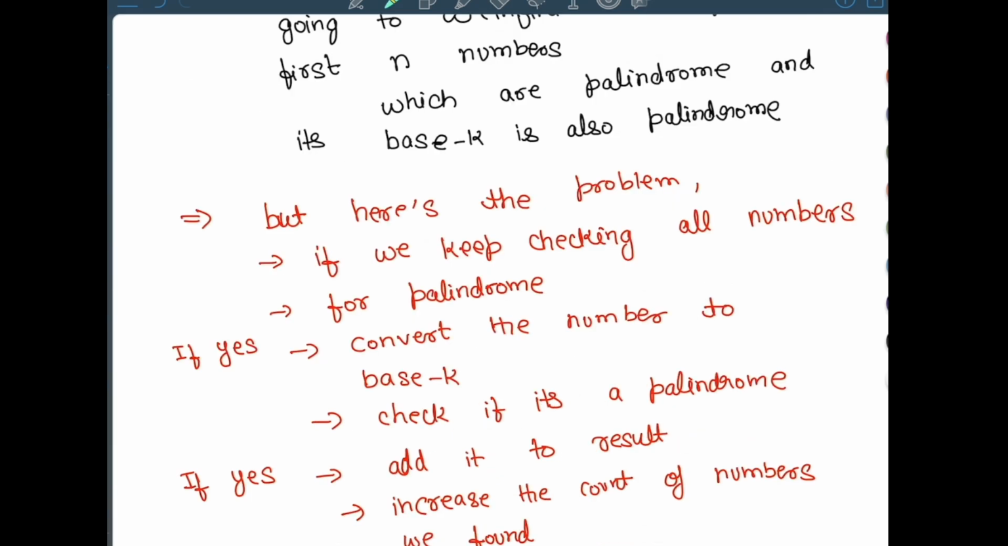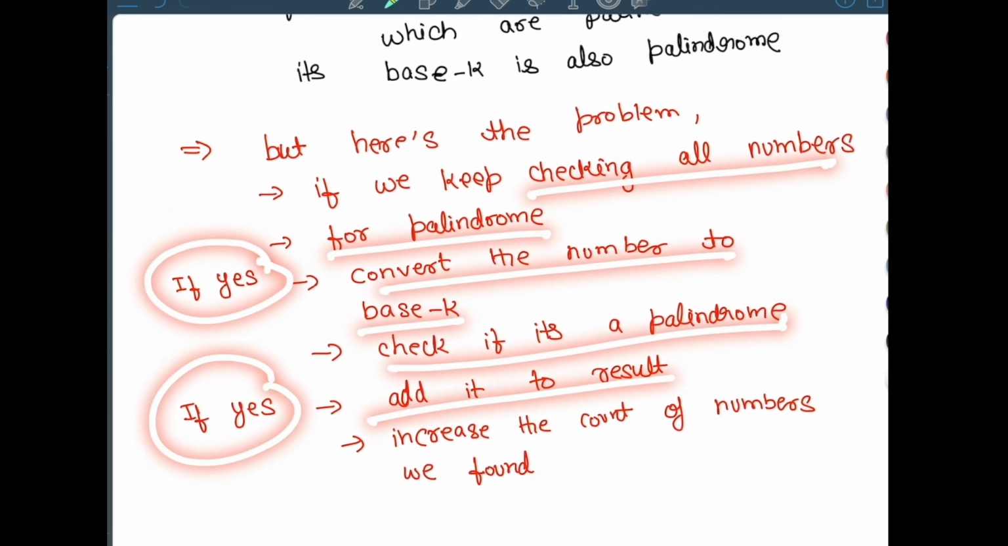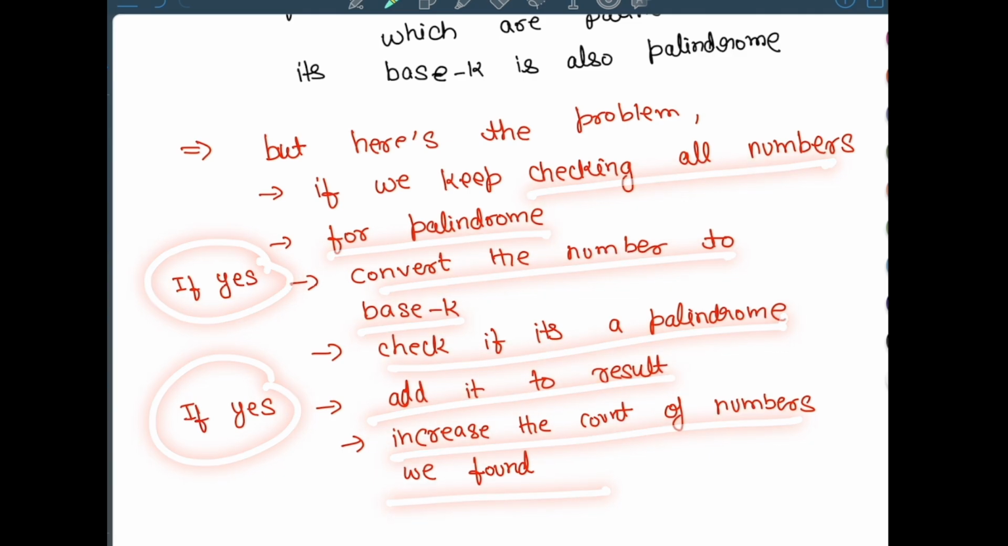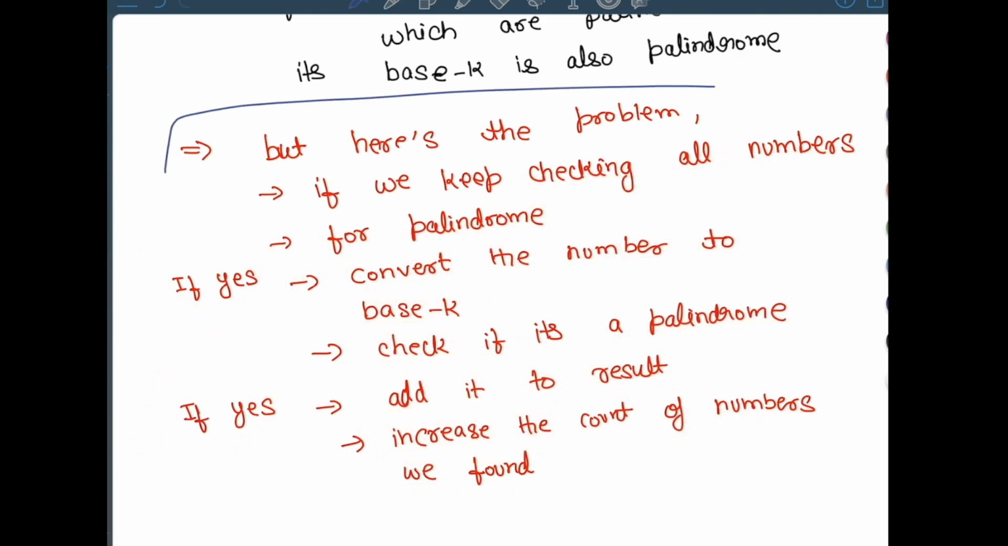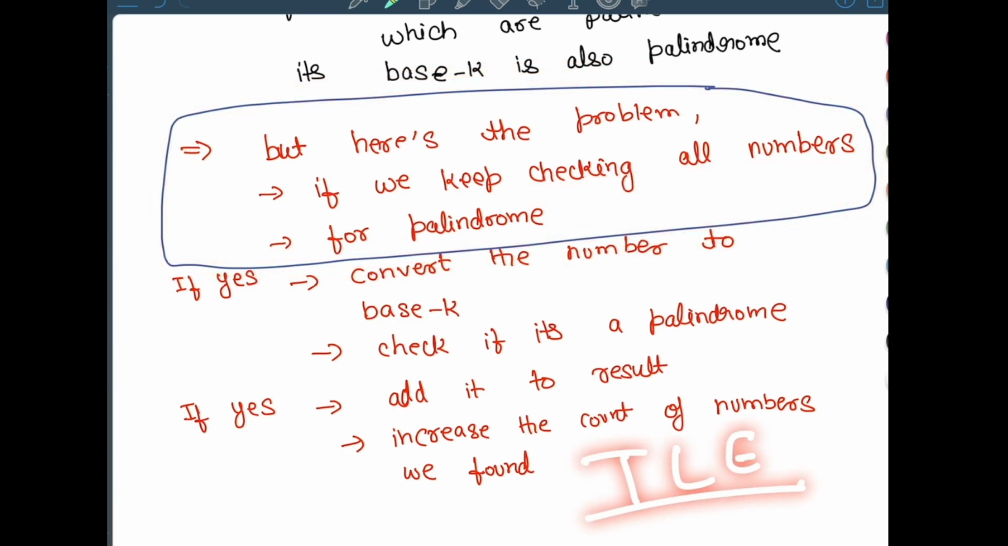So the process is, right now we are checking all numbers for palindrome. And if we found a number which is a palindrome, we convert the number to base k, check if this converted number is also a palindrome. If yes, add it to the result and increase the count of numbers we found. But this particular area is where we can do the optimization. And why so? Because this is our problematic area. Here we are searching for all the numbers. If we are searching for all the numbers, time limit exceeded will definitely be there.